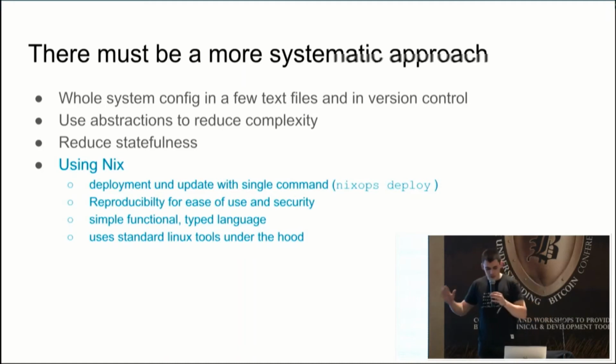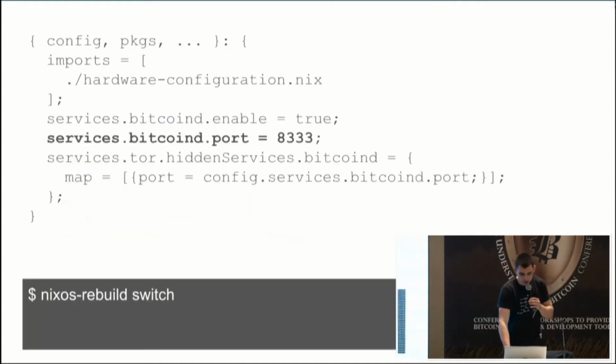So let's see how the types in the Nix expressions can actually help. This is our example from before, where we specify the Bitcoin D port in order to be able to use it later in the hidden service configuration. The port is of type null or an unsigned integer 16-bit. So what would happen if I would forget to set that line here?